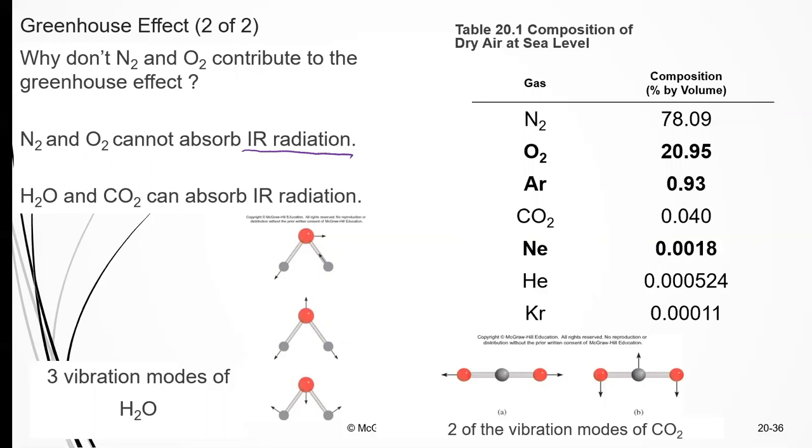Water and CO2, on the other hand, even though they were smaller amounts, right? Like our CO2 is down here in this composition by volume. Water really varies based on its latitude or its longitude. They are able to absorb that IR radiation. So water can absorb that in three ways.